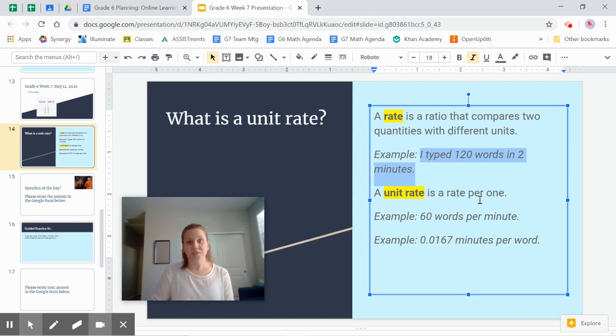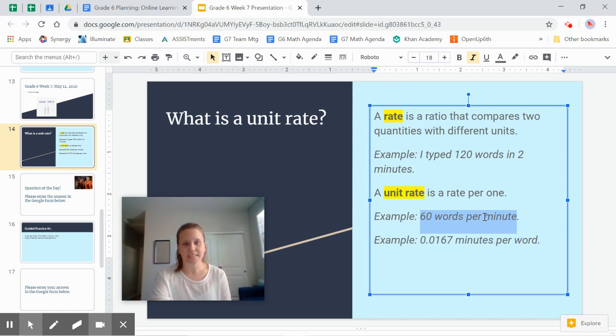Okay, so a unit rate, you can think of unit as one. A unit rate is a rate per one. An example of a unit rate is 60 words per minute. If I typed 120 words in 2 minutes, that's equivalent to a unit rate of 60 words per 1 minute.